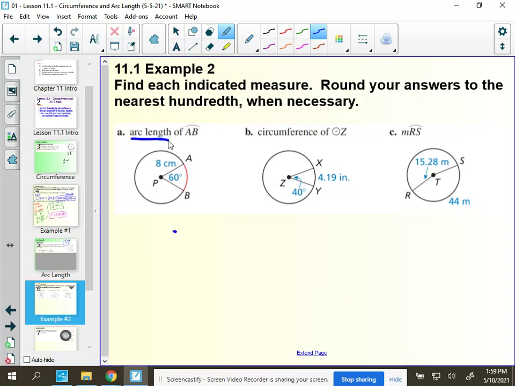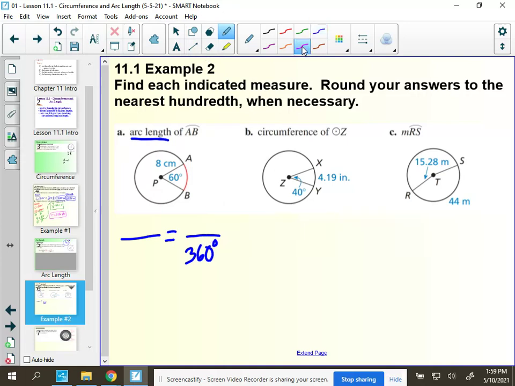So what I would do, I'm going to use that proportion that we just saw on the last page. I usually start with this one because this is a constant. The circle never changes, whether it's humongous or tiny. The measure is always 360. And then it depends, but if we're looking for the length of arc AB, I'm going to put the measure of arc AB with the measure of the circle.